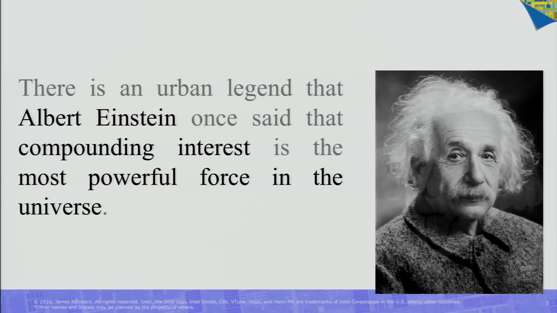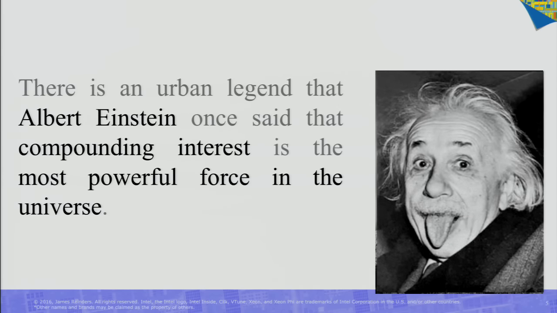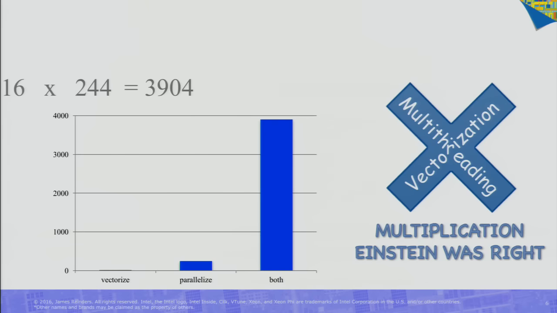Now, there's an urban legend that Albert Einstein once said that compound interest was the greatest force in the universe. Well, I can kind of graph it this way in terms of vectorization and parallelization. If we can parallelize and get maybe a 72x speed up, and we can vectorize and get 16x, but the I did 244, which is 61 times 4. This was for Knight's Corner. I should update this for Knight's Landing, but you can see that the power of both, the theoretical speed up, is huge. This math is pretty simple, but I think a lot of times we don't pause to think, wow, I can only get 16x from vectorization, I can only get 72x from using every core, or if I used each thread, maybe I get more than that. But when you multiply the two together, they're explosive.